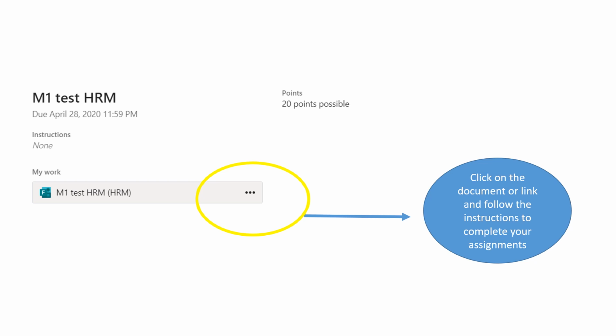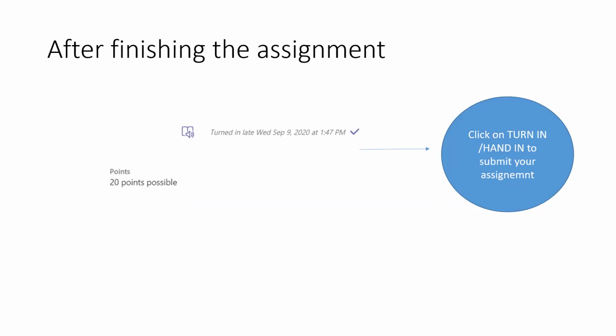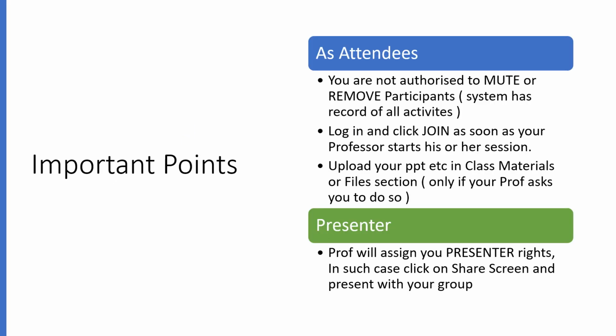But once you have closed the document in the browser, in your Microsoft Teams, in the assignment tab, you have to click on turn in or hand in. By this, the system will ensure that you have submitted your documents, and your professor will know that the students have submitted the assignment. So ensure that you click on hand in or turn in. This is the most important thing. So these are the very basic steps which you should follow.